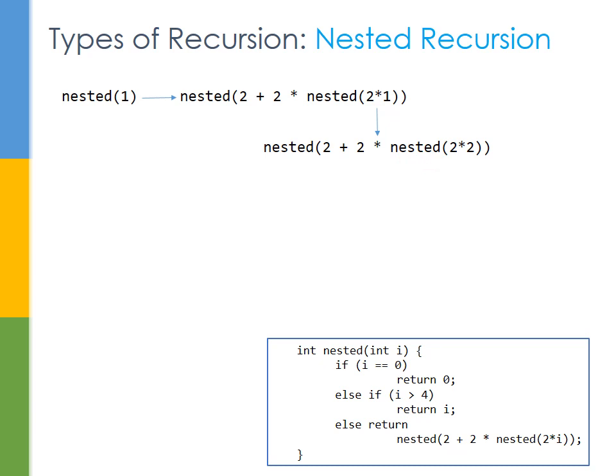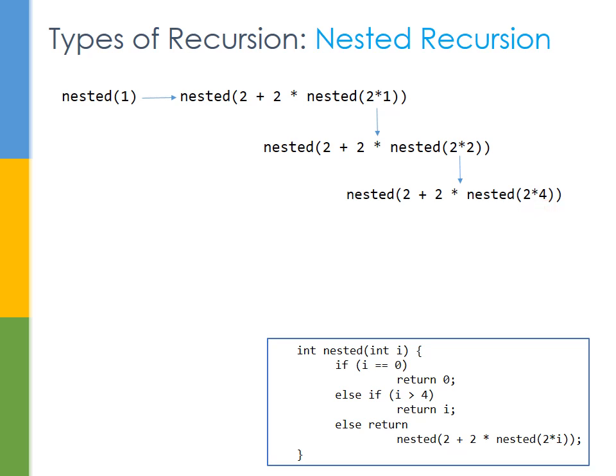We're passing through a parameter value of 4, and we see that 4 is not equivalent to 0, and it's also not greater than 4. So once again, we need to perform our recursive step over here. So that's exactly what we perform here. Again, we have 2 plus 2 multiplied by, and then a call to the nested function itself. We are passing through 2 multiplied by I, and I's value that we sent through is 2 multiplied by 2, so that is 4 over there.